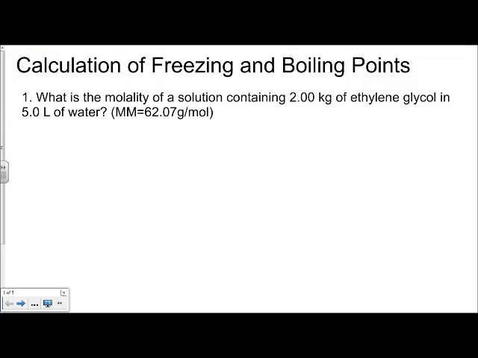The first question to ask when we want to calculate a freezing or boiling point is, what is the molality of our solution? So we're asked the molality of the solution given, which contains 2 kilograms of ethylene glycol in 5 liters of water. So ethylene glycol will be the solute. Our molality is solved by calculating the moles of solute and dividing that by the kilograms of solvent.